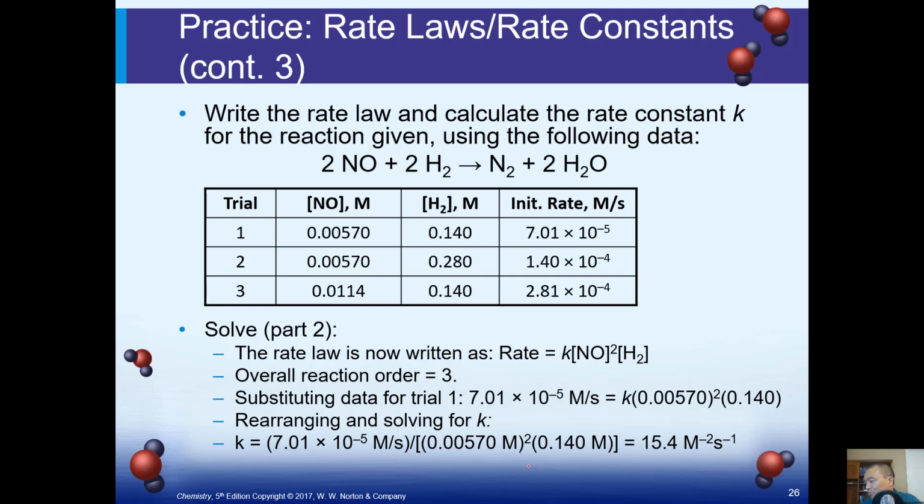For this reason, the generic rate law can be rewritten as rate equals k times NO squared times H2 concentration. And the overall reaction order is 2 plus 1. So that's the overall reaction order. That's 3.